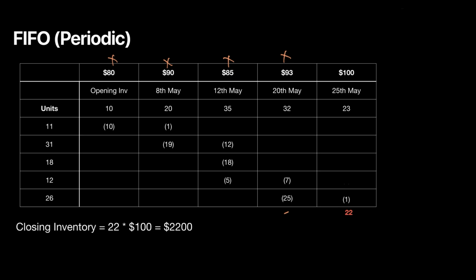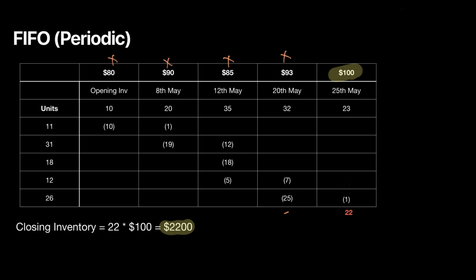So now what is unsold? Closing inventory is the unsold. All these batches have been sold. From this group, 23 minus 1, only 22 units are left. Now this becomes your closing inventory under first in first out. Also note that the price of this stock is 100. So the value of your closing inventory becomes 22 times 100. $2,200 is the value of your closing inventory under first in first out method using the periodic method.